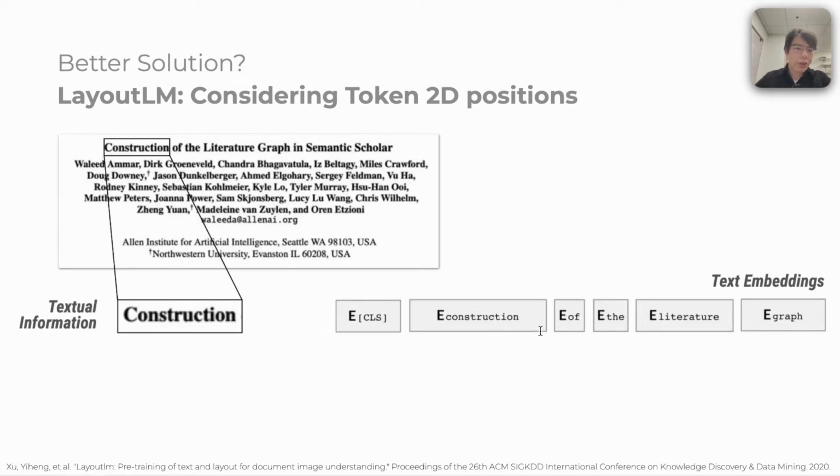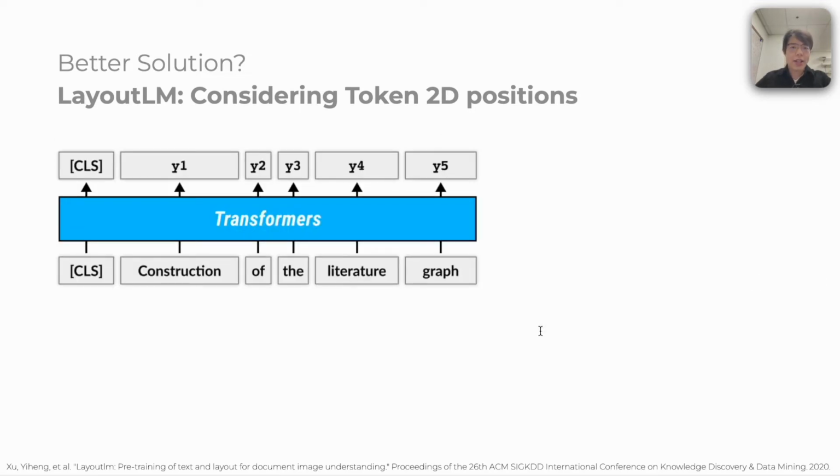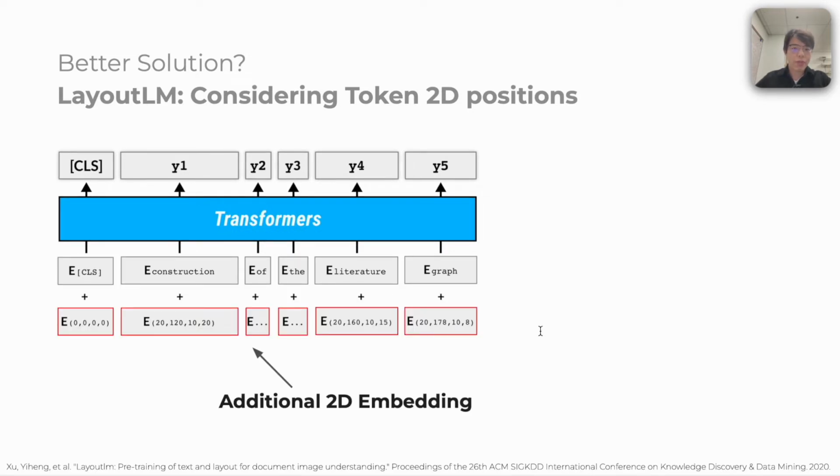For each word in the input, besides the typically used textual information, the LayoutLM model also considers its 2D position. In this case, for the word construction, the coordinates of the top and left corner, and the width and height, are used in the modeling process. As such, in the LayoutLM model, the text will first be embedded into the textual embedding. Also, it will add additional 2D representations for the corresponding word.